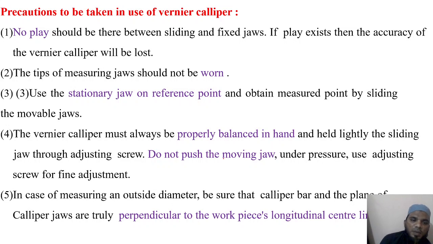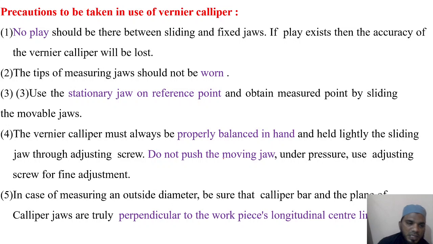Next, the vernier caliper must always be properly balanced in hand and held tightly with the sliding jaw by adjusting the screw. It means you have to adjust the screw so that you can hold the sliding jaw without any motion after connecting to the workpiece.